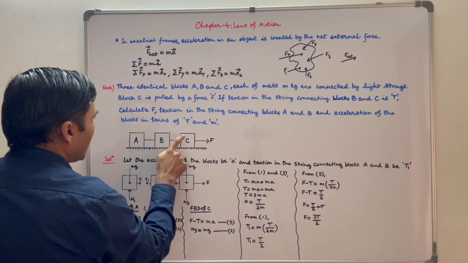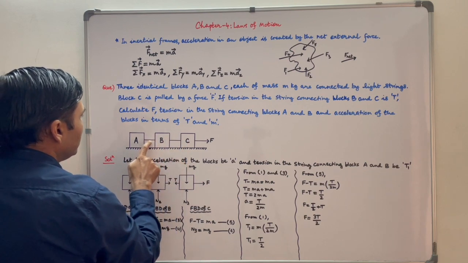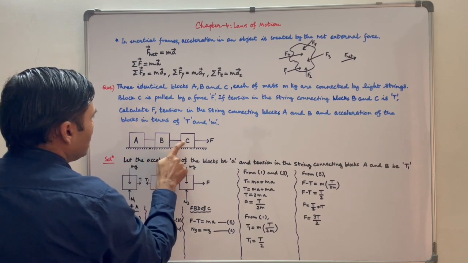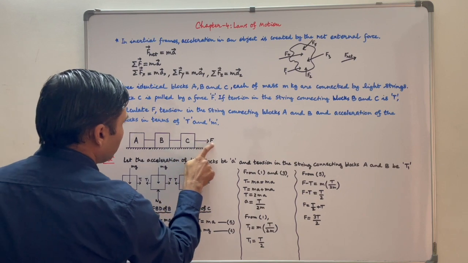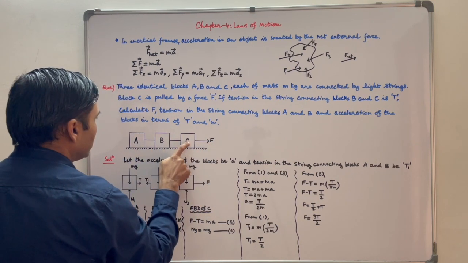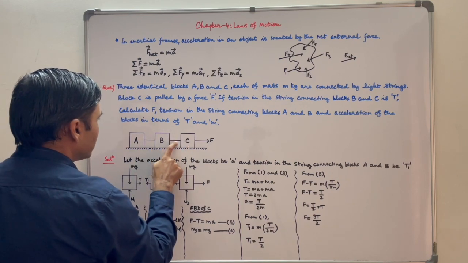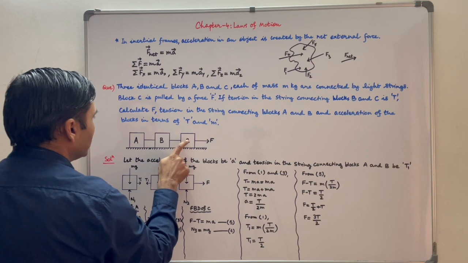These three blocks are identical. Their mass is m kg. They are connected with two light strings. Block C is pulled by force F. We have to calculate F, acceleration of these blocks, and tension in this string in terms of tension in this string and mass of these blocks.